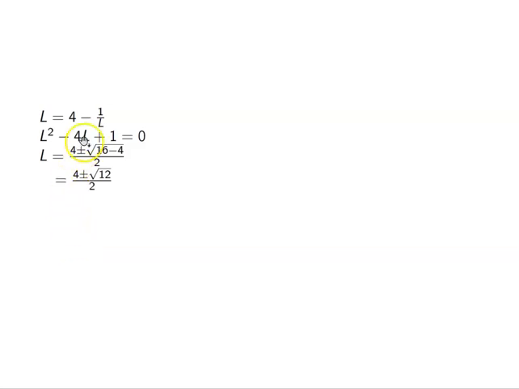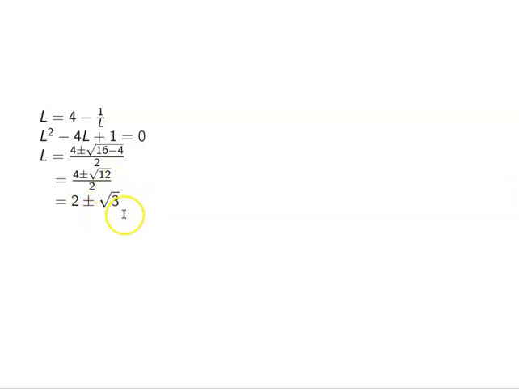Okay, and I get minus b plus or minus the square root of b squared minus 4ac, over 2a. 16 minus 4 is 12, which we see here. 12 is just 4 times 3, so there will be a 2 on the outside and a 3 on the inside. 4 over 2 is 2. The 2 that was here over the 2 goes away, and I'm left with root 3. So my limit is 2 plus or minus root 3.